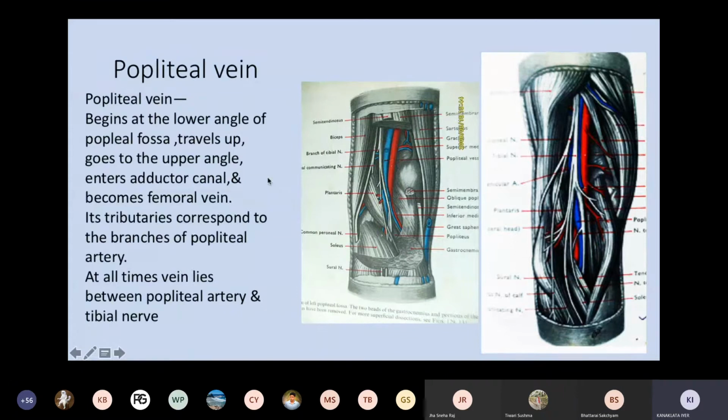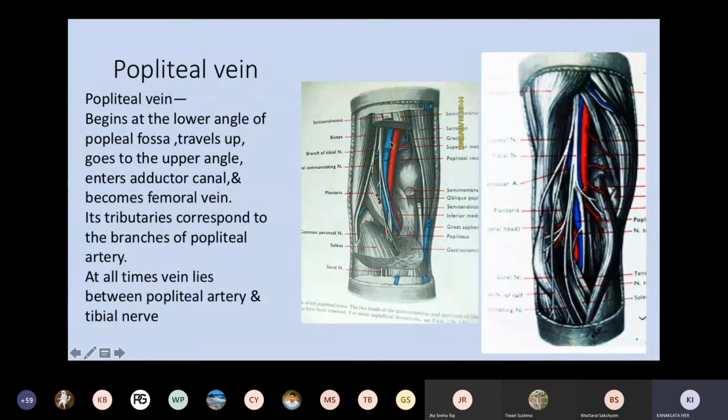All right. So now we are on to popliteal vein. The popliteal vein lies in the popliteal fossa and it begins at its lower angle of the popliteal fossa by joining the anterior and the posterior tibial veins. Now it travels almost through the midline in the popliteal fossa. Then it comes to its upper angle and enters the adductor canal, and there it becomes a femoral vein.